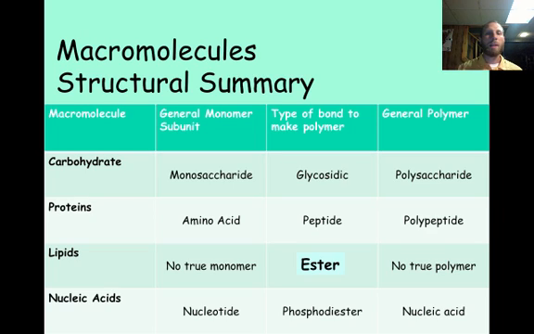And last but not least, we have our macromolecule structural summary chart. You can use this to compare with your chart that you had filled in throughout this presentation. Our macromolecules are listed here: the general monomers, the type of bond, the general polymers. And the functions were all discussed throughout this PowerPoint.